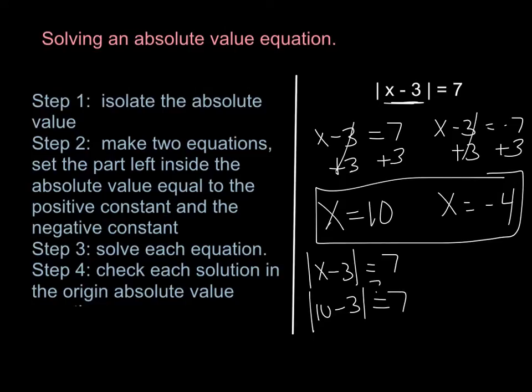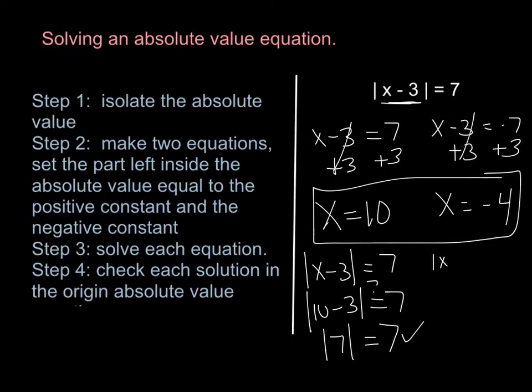We need to do what's in the absolute value first. So 10 minus 3 is 7. The absolute value of 7 is 7, and that works. We're going to do the same with the -4. So here's our original, and I'm going to plug in -4, subtracting 3 from it. The absolute value of -4 minus 3, which is -7, is that 7? Well, it sure is. So we do have two solutions in this equation. x is 10, and x could be -4.